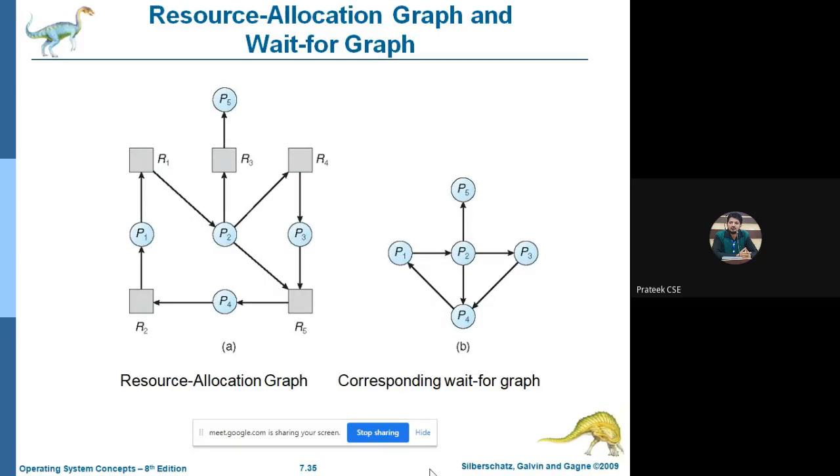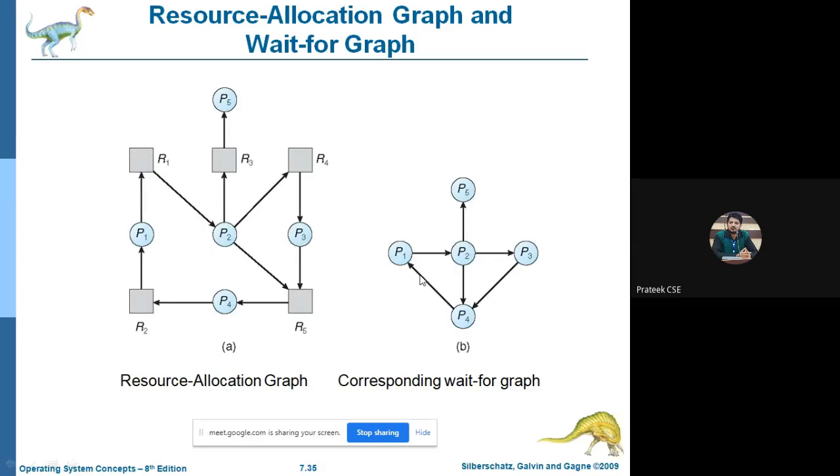And this is the system, and you can see clearly here P1 is holding R2 and it is waiting for R1, P2 is holding R1 and it is waiting for R3, and so on. So this is the resource allocation graph which we used in deadlock avoidance. But if we talk about deadlock detection, we have the wait-for graph. So this is the wait-for graph.